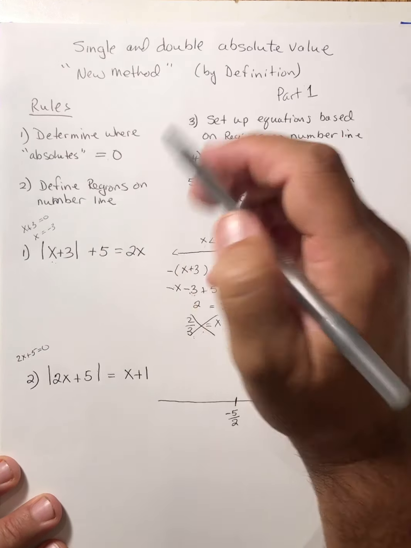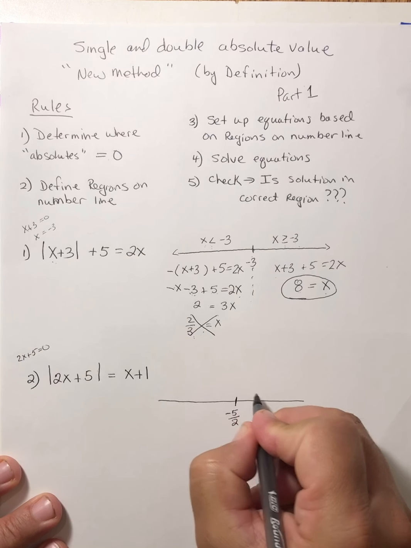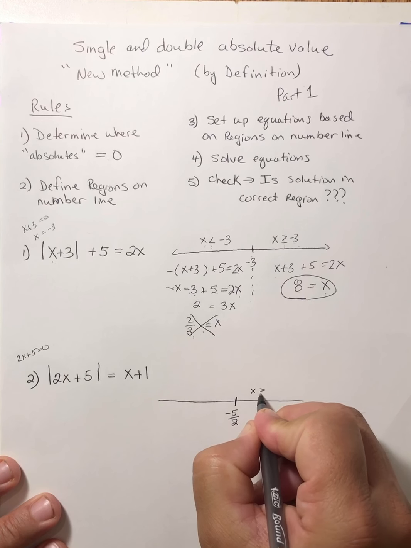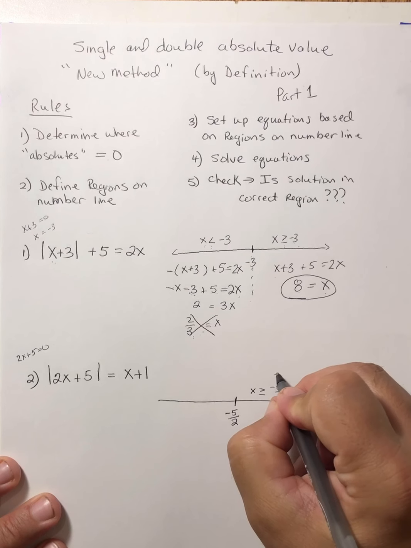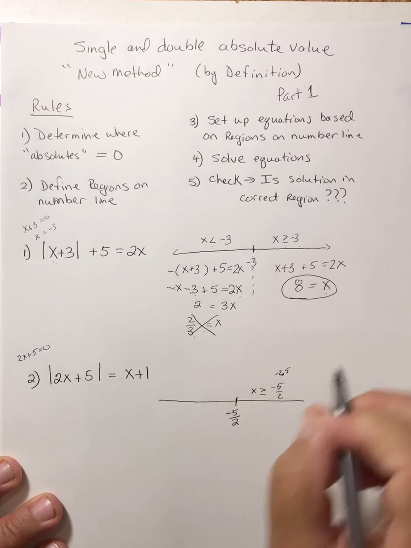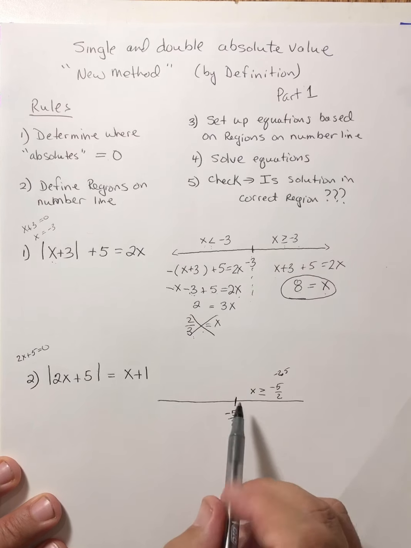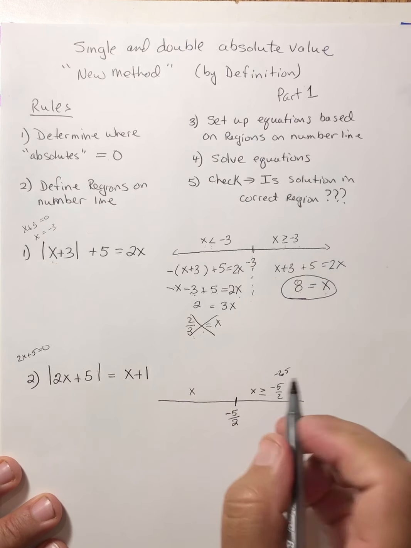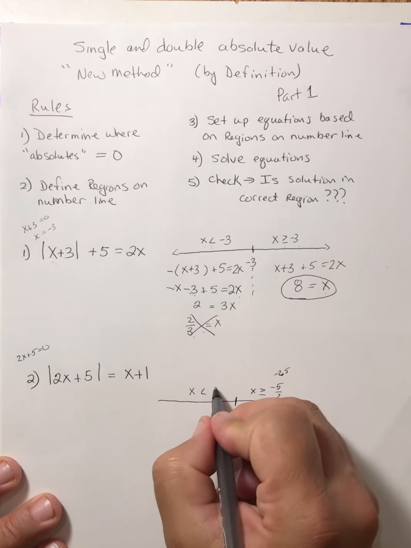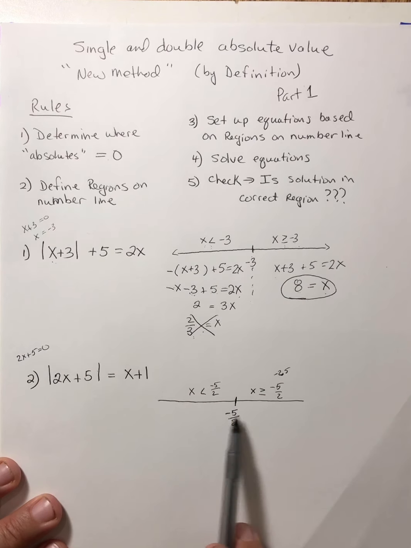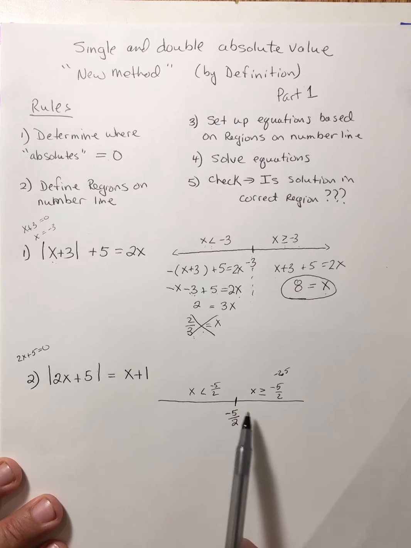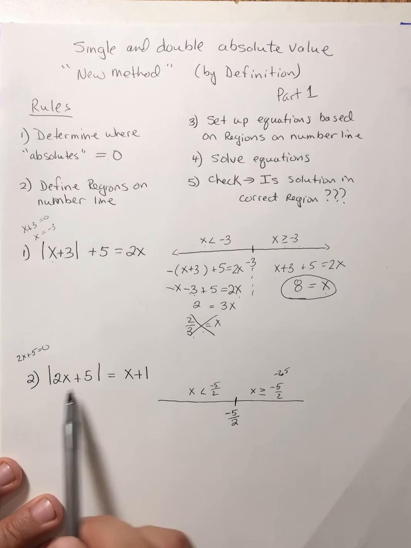Now we're going to define the regions. So to the right, x is going to be greater than or equal to -5/2. Remember, -5/2 is -2.5. And then to the left, x has to be less than -5/2. So I've established my two regions. On the right-hand side, this is positive.